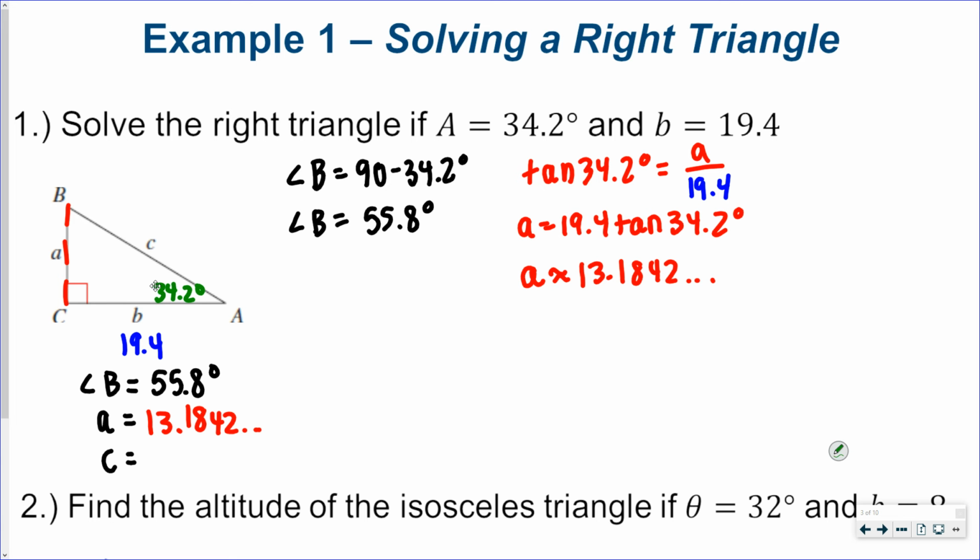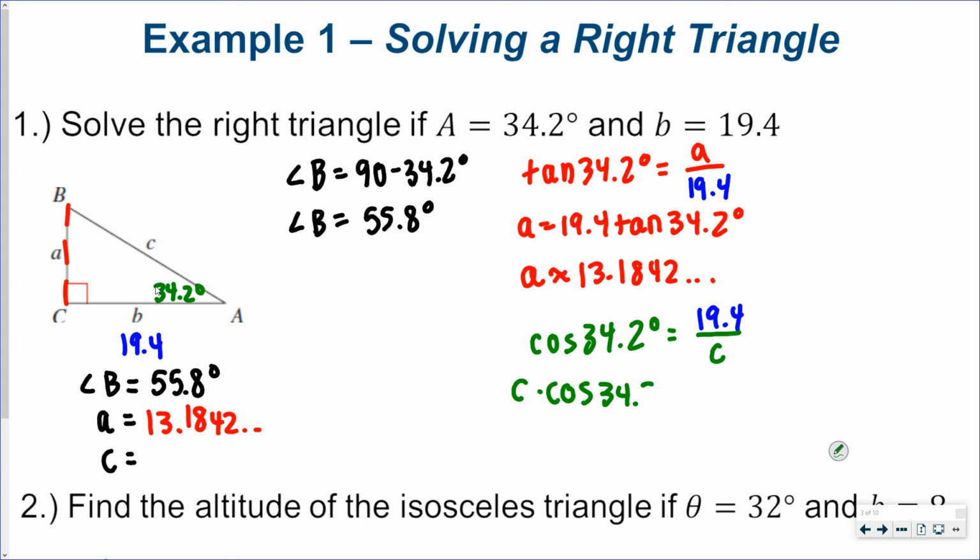Okay. To find C, a lot of options. We could use Pythag, and I'm okay with you doing that. But again, I like to err on the side of using what's given for me. So I'd probably set up another trig function. Now I want to find the hypotenuse and I know the adjacent, so I'd use cosine. Cosine of 34.2 degrees is adjacent 19.4 over the hypotenuse, which is C. Multiply both sides by C.